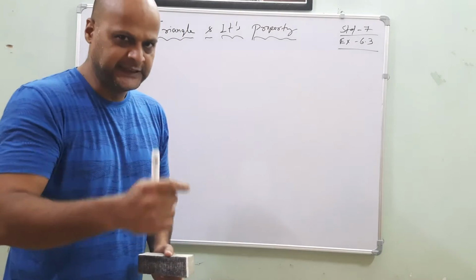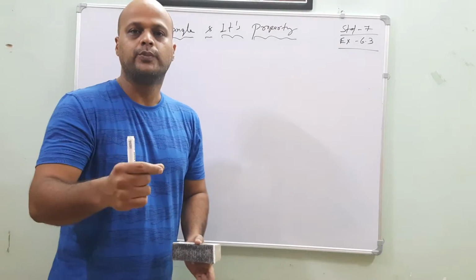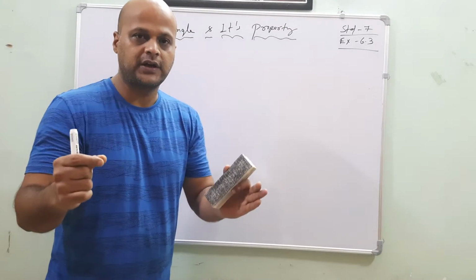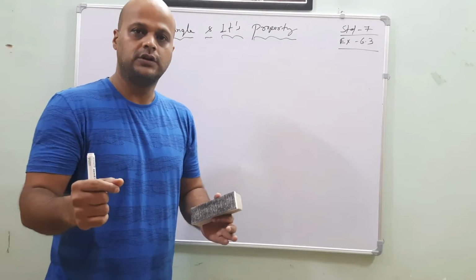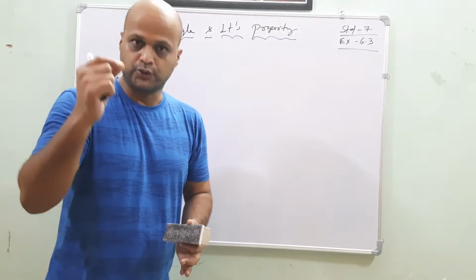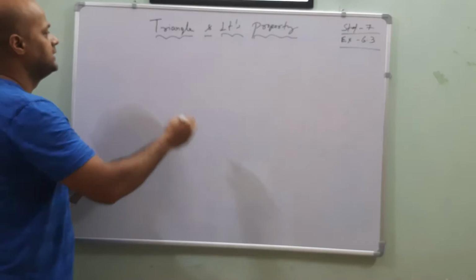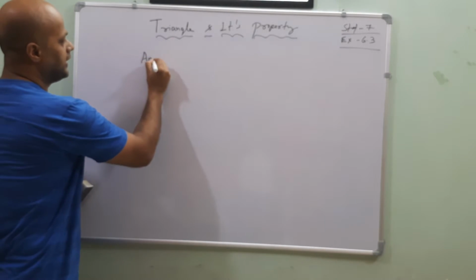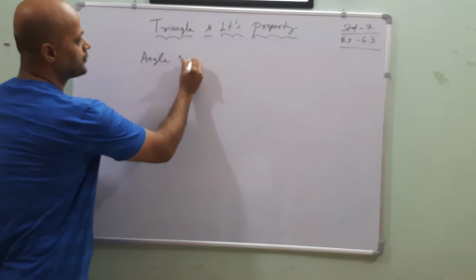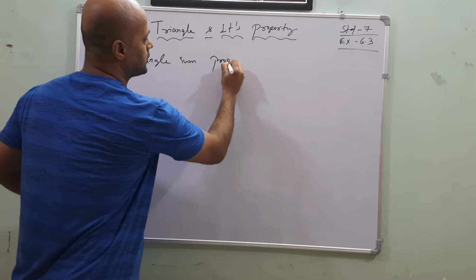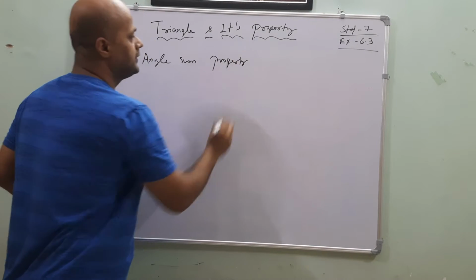Okay? So in this exercise we will learn an important rule. What is the rule? We will discuss this one. The rule is called angle sum property. What is the meaning of angle sum property?